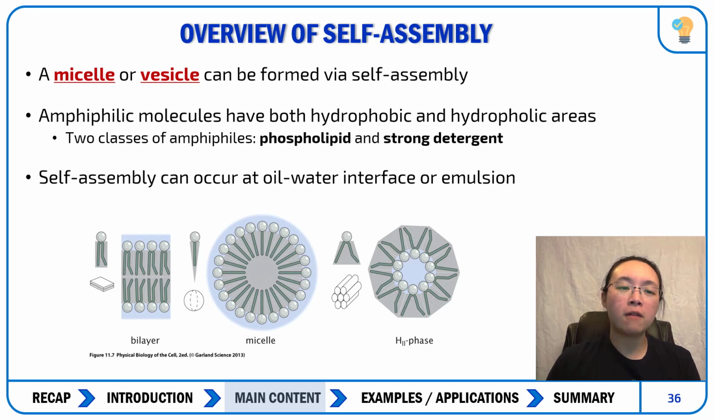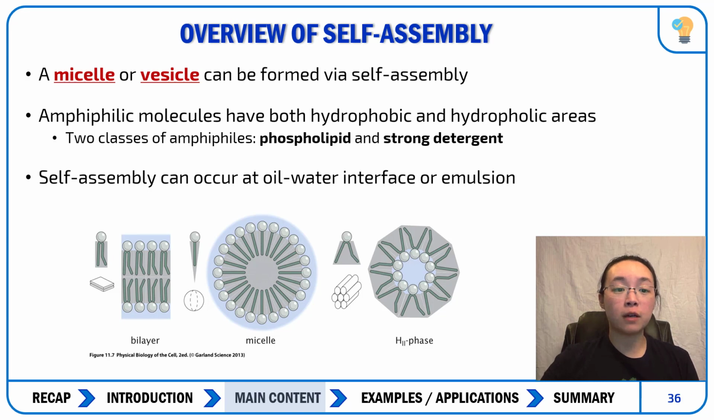So you have amphiphilic molecules, which are those phospholipid molecules. They have both a hydrophobic and hydrophilic area. The two classes of amphiphiles are phospholipid and strong detergent. And essentially self-assembly can occur at an oil-water interface or emulsion. So an emulsion would basically be something that's cloudy and it's got more of a mixture.